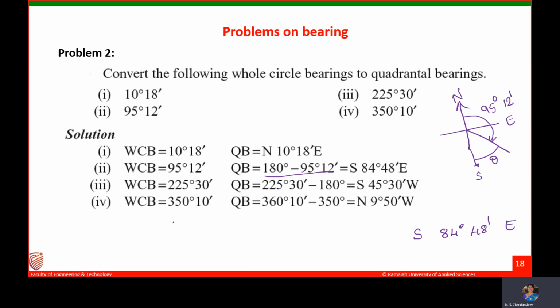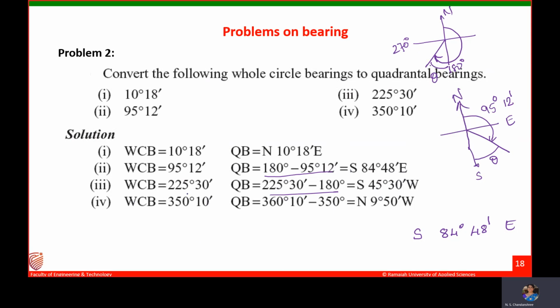So next is 225 degrees 30 minutes. This is 180 degrees here. If this is north, then this is 270 degrees. 225 degrees comes in the third quadrant. So what we need is this angle theta. So what we can do is 225 degrees 30 minutes minus 180 degrees will give us 45 degrees 30 minutes. So this is in the southwest quadrant. So it is from south 45 degrees 30 minutes towards west. That is the meaning here.